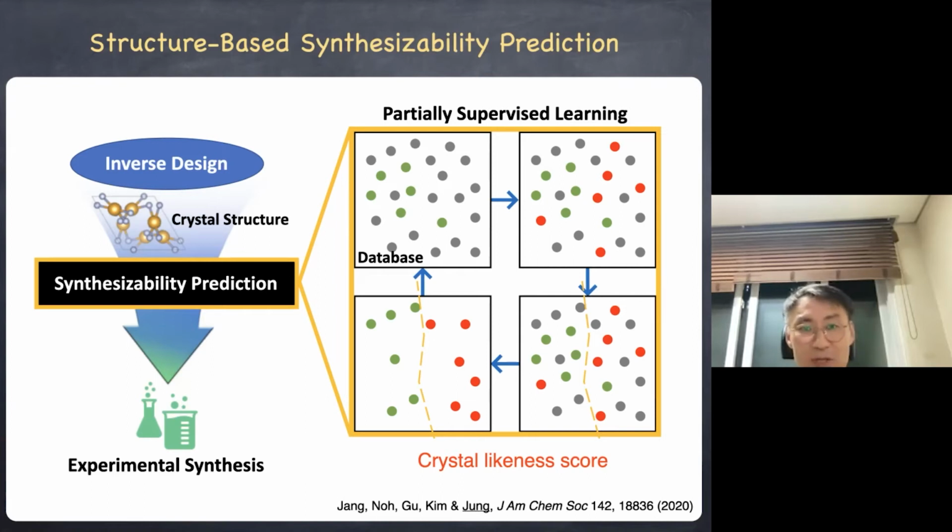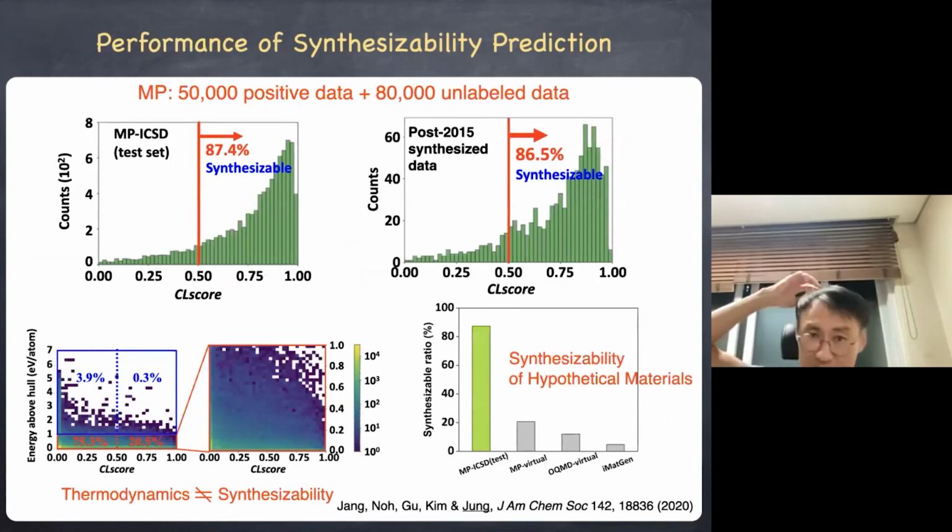So for that, we use an iterative positive unlabeled learning technique. And I can answer technical questions at the end of my talk, so I'll just show the results. We trained the model with the Materials Project, where we have about 50,000 positive data with the ICSD tag, and about 80,000 hypothetical data, which are basically obtained by the substitution of the existing materials. And our model has a positive recall accuracy of about 87%.